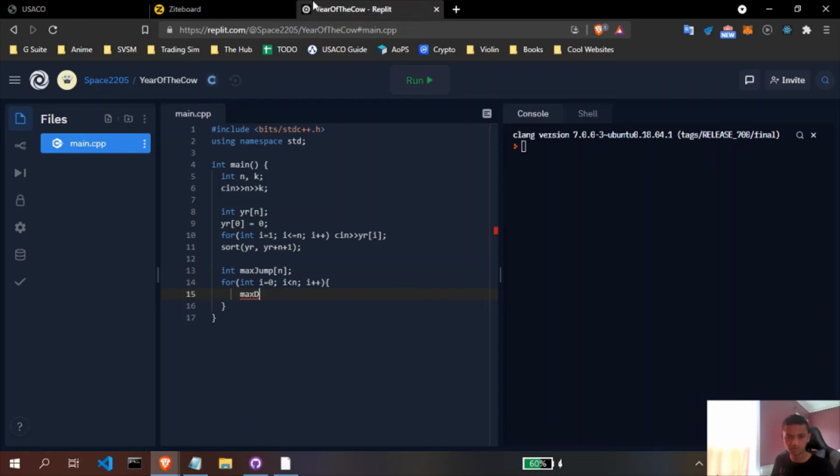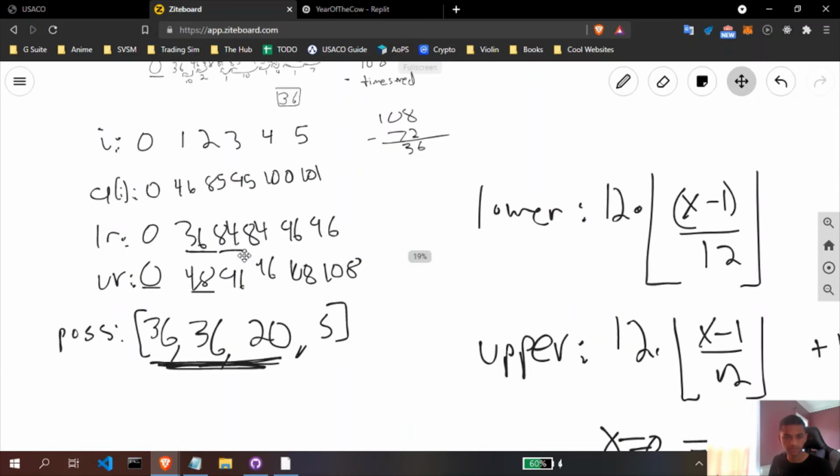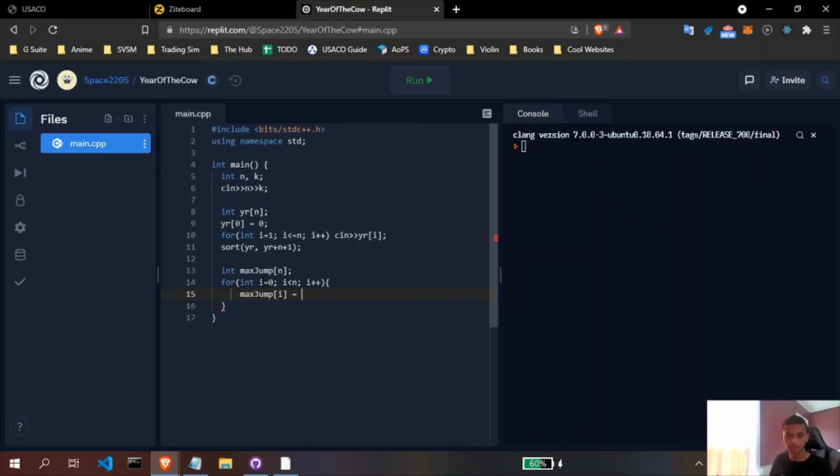max jump of i is equal to, well, as we saw over here, it's going to be the lower of the next i minus the upper of the current i. But in the case that it's either less than 0 or equal to 0, we're just going to keep it as 0, because then there's no point of jumping, right? So if that's the case, what I'm going to do is max 0.